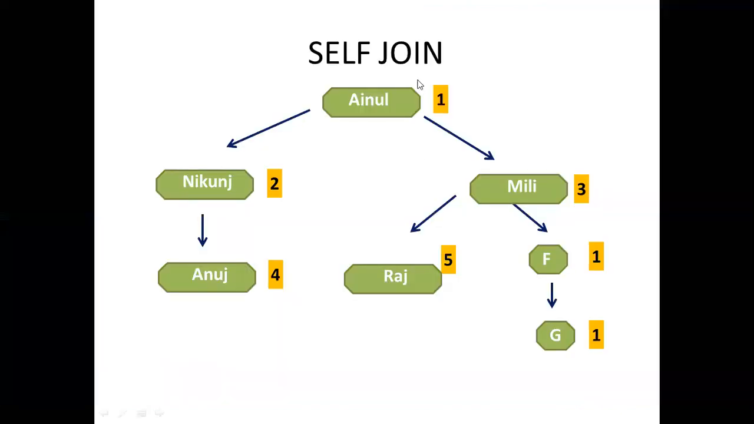Before this, let's look at this. It says there that a sort of hierarchy is over here. Annual, he is the big boss. Under him, there are two people, Nikunj and Millie. Under Nikunj, there is one person known as Anuj, and under Millie, there are two persons. Let's take Raj and F for an example. And under F, I have one person, that is G. So you can simply say, under A we have B and C.